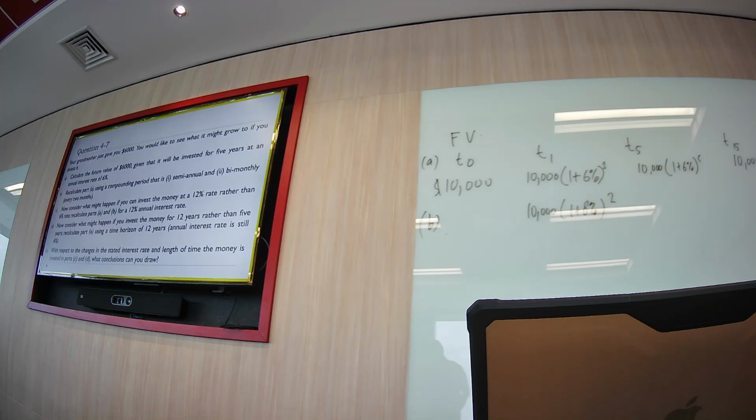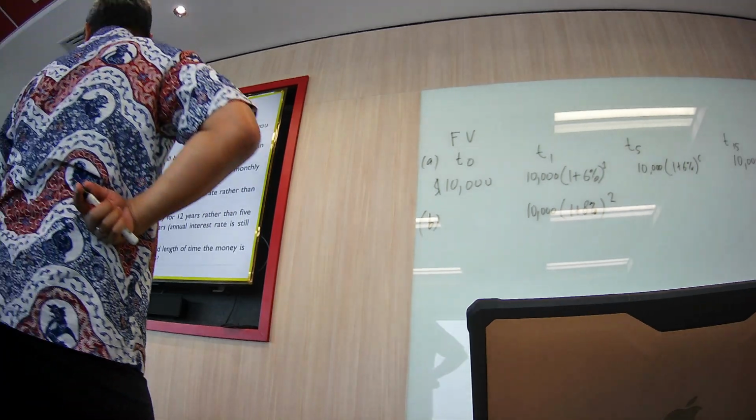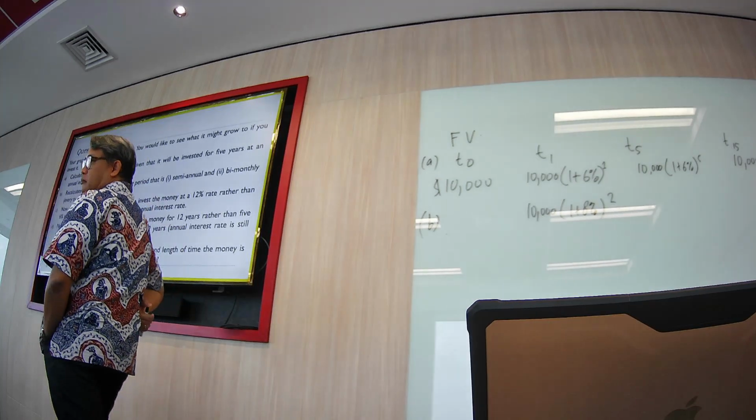So please remember to adjust the interest rate, right? If you compound it semi-annual, then you have to divide the interest rate by 2. For bi-monthly compounding period, then you have to adjust the interest rate by 6. Right?